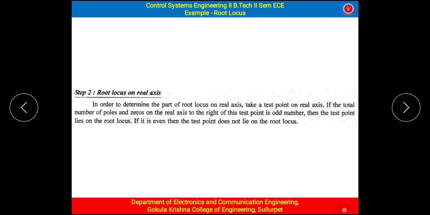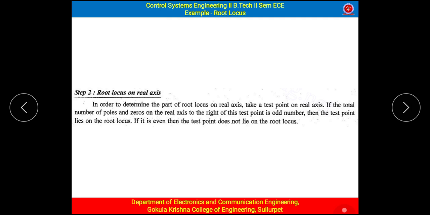Okay, next in the second step what we are trying to do is, see, we have S plane, right? In S plane there is a real axis as well as imaginary axis. In the second step what we are doing is we are trying to identify if there are any root locus branch lying on the real axis. Okay, we have the real axis and we are just verifying whether there is any chance of getting the root locus branch on the real axis.